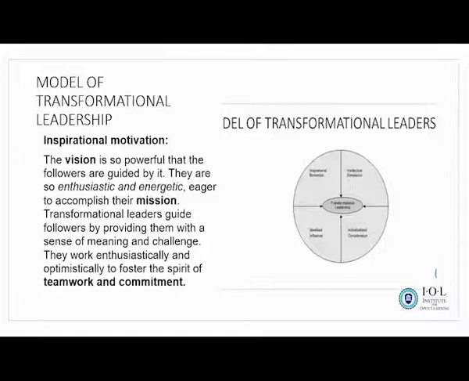So in other words, after they have achieved a certain goal, they challenge themselves to achieve more as they are led by the mission and the vision of the school. They work enthusiastically and optimistically to foster the spirit of teamwork and commitment. So the vision, the mission, and the values have trickled down to each and every individual member of that school or organization, and they are so inspired, and they work as a team, and they are very well committed.